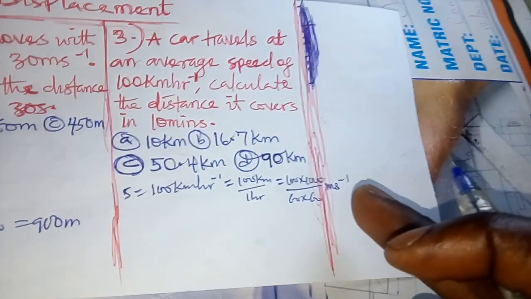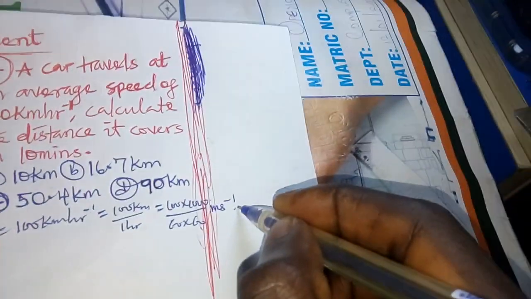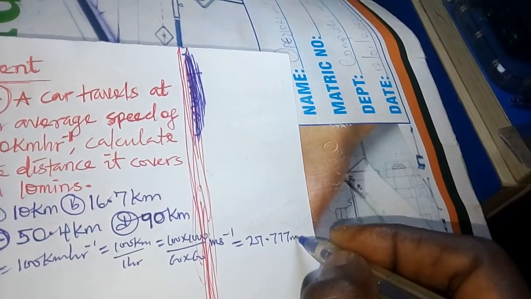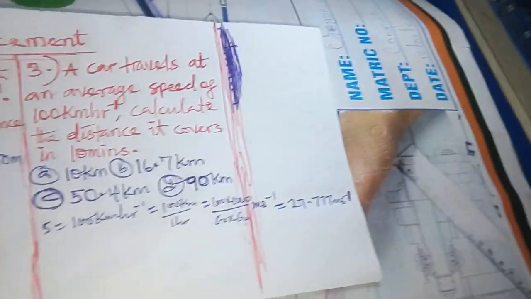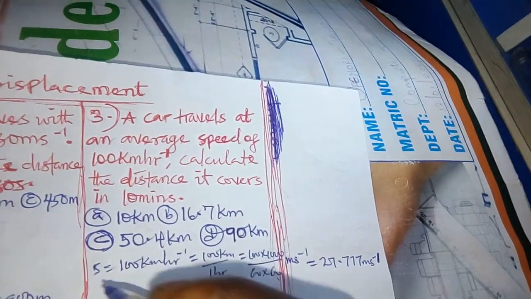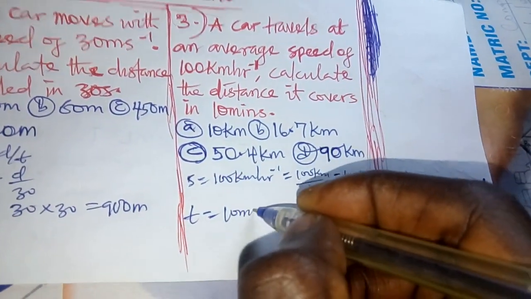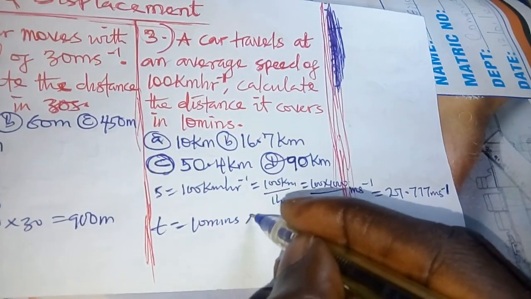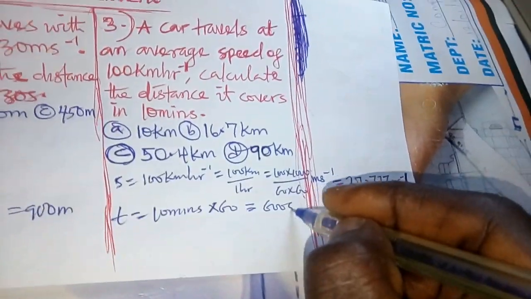By the time you divide, the speed will become 27.777 meters per second. Take your time to use your calculator to do that. Of course, the time given was 10 minutes. We have to take this back to seconds as well. So 1 minute is 60 seconds, we multiply by 60. That will give us 600 seconds.